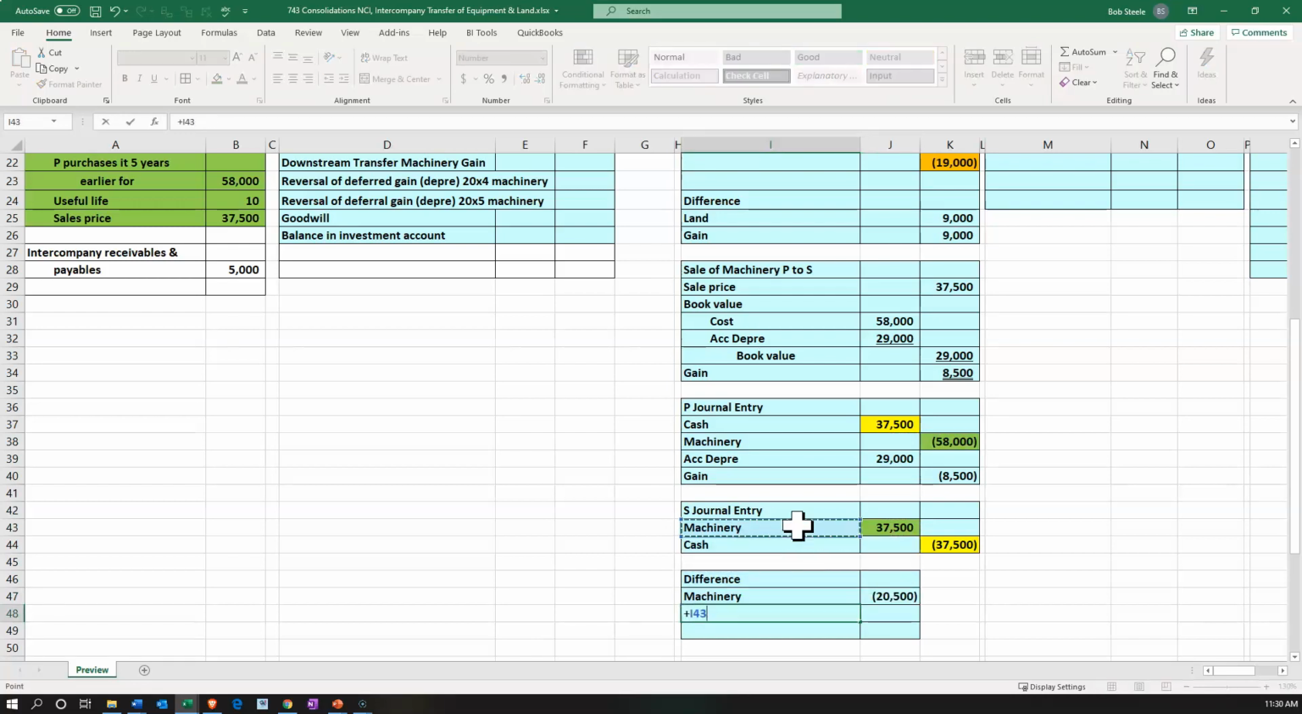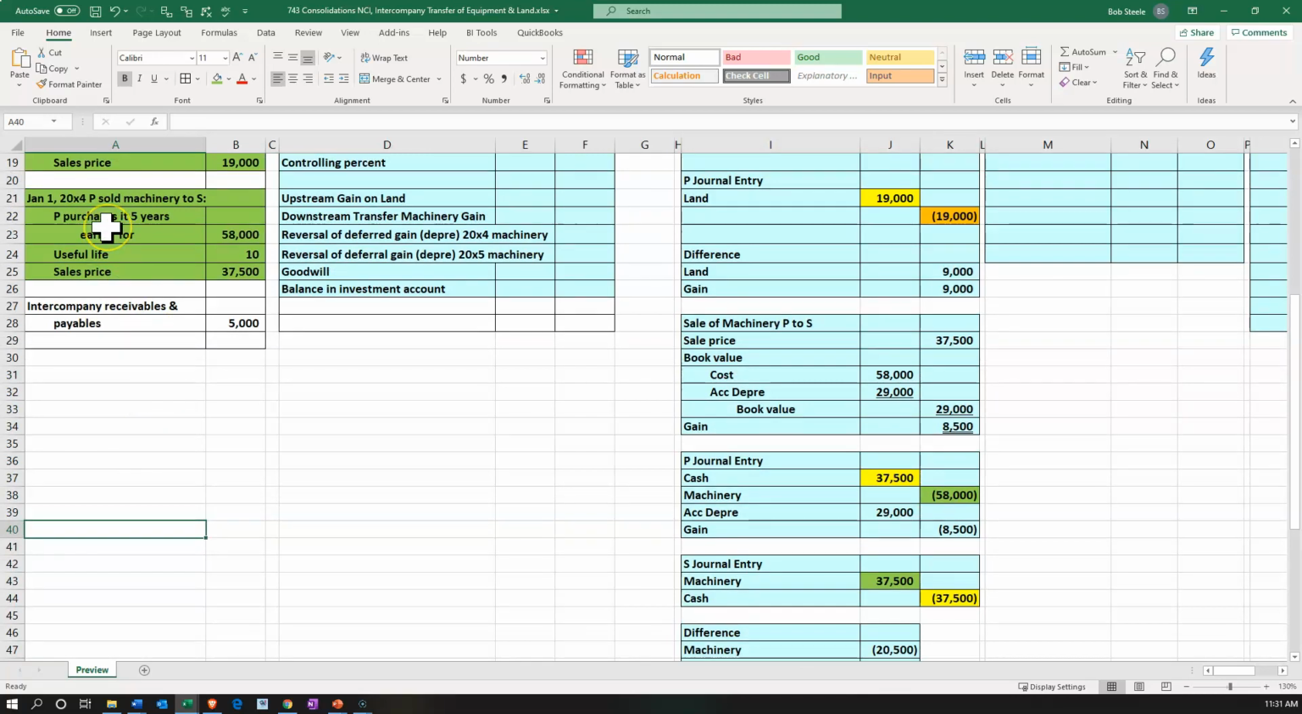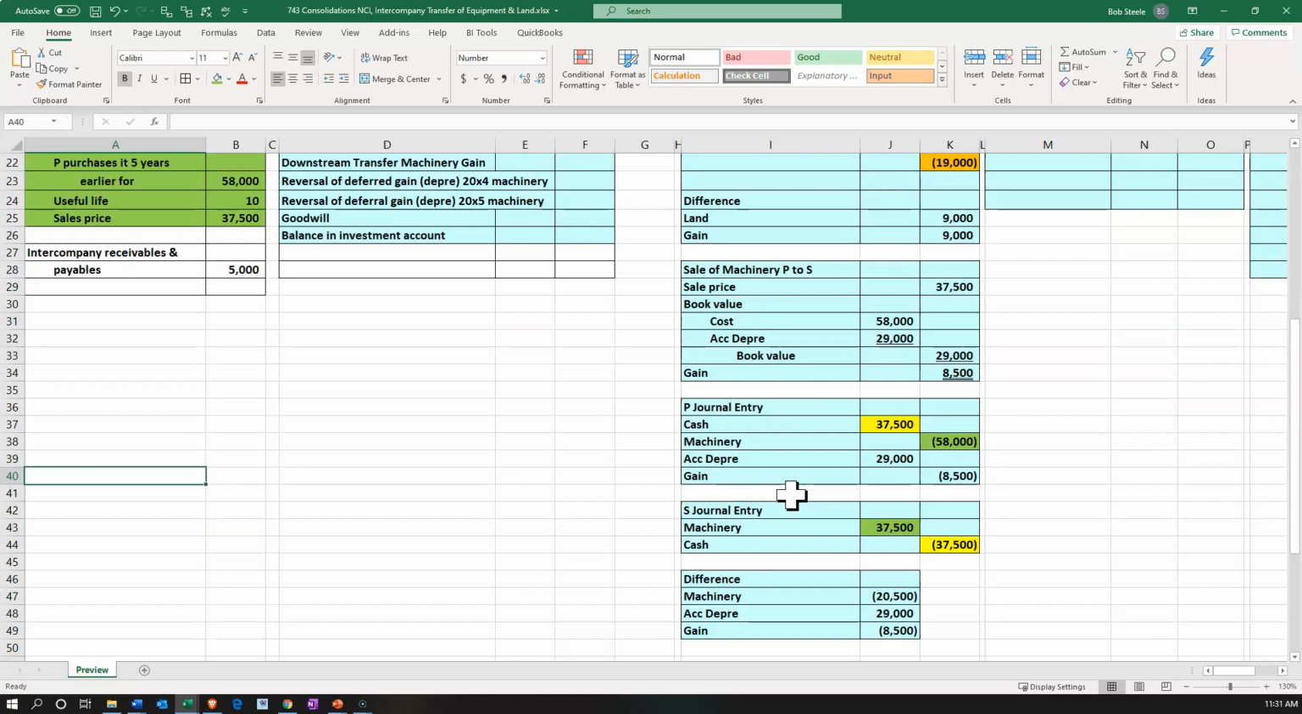Then we have the accumulated depreciation, which we're basically going to have to put back on the books because it shouldn't have gone off the books. And then we got this gain that happened. That shouldn't have happened if it was one company selling to themselves. But note again, this gain happened in a prior year. The sale didn't happen in the current year we're consolidating. It happened in a prior year that we're going to have to deal with.